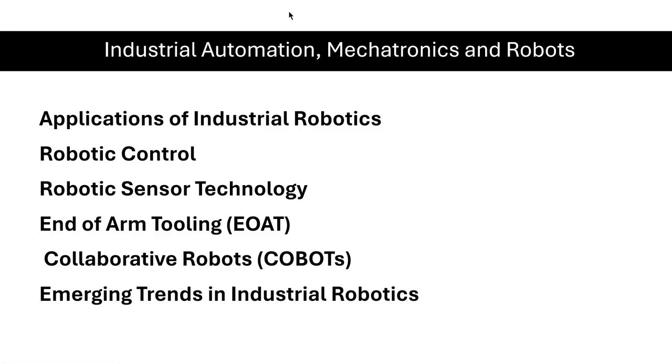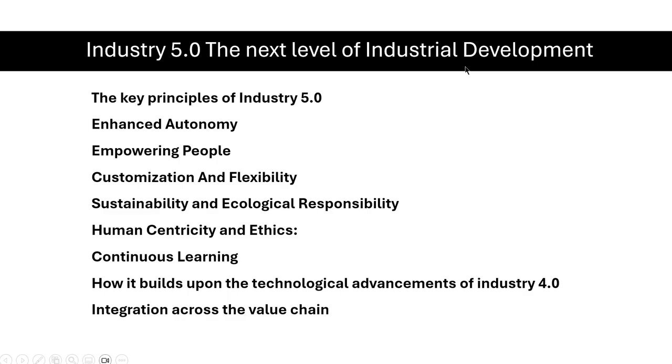Industrial automation, mechatronics, and robots will include application of industrial robotics, robotic control, robotic sensor technology, end of arm tooling, collaborative robots, and emerging trends in industrial robotics. The key principles of Industry 5.0 will include enhanced autonomy, empowering people, customization and flexibility, sustainability and ecological responsibility, human centricity and ethics, and continuous learning.